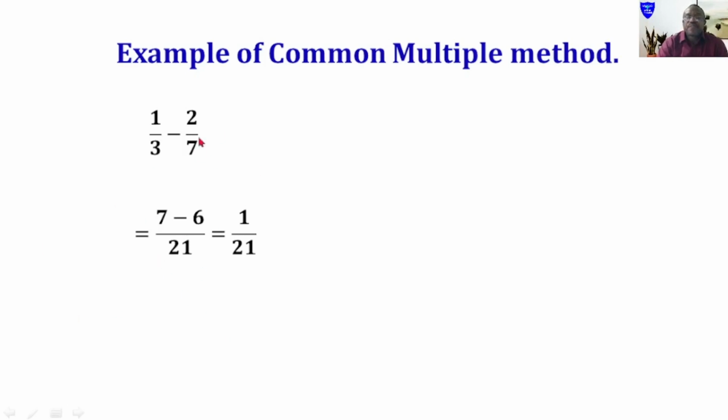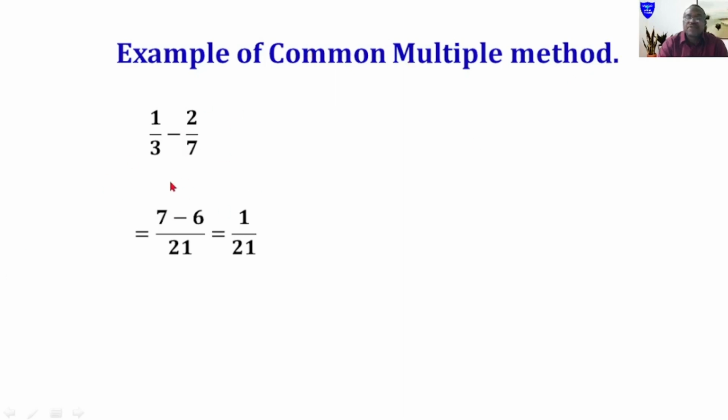Now, you've got 3 and 7. These are two different denominators. Therefore, you cannot retain either of them as the common denominator and then add the numerators. You can't do that because they are different. So we're going to use the common multiple method, guys.